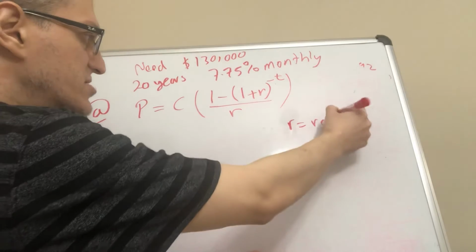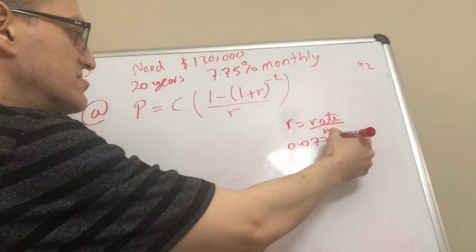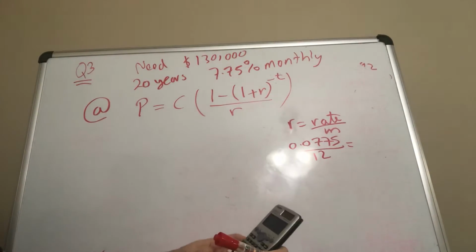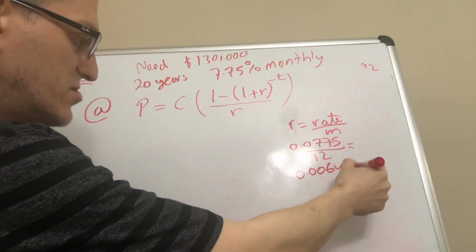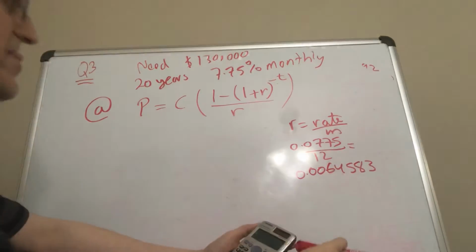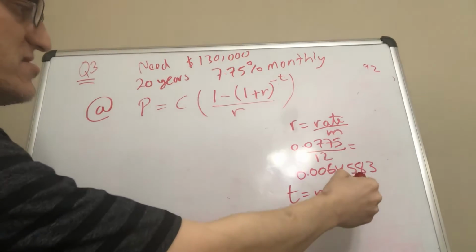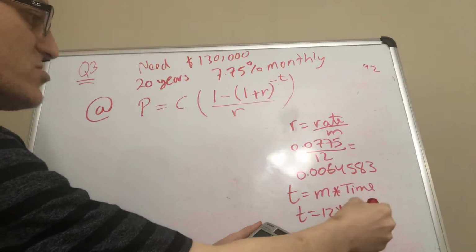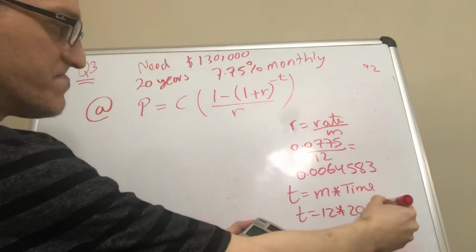R is always rate over M. So that's 0.0775, and it's monthly, so you divide by 12. So it's 0.0064583. Your T is always M times time, so it's 12 times 20 years, which is 240.